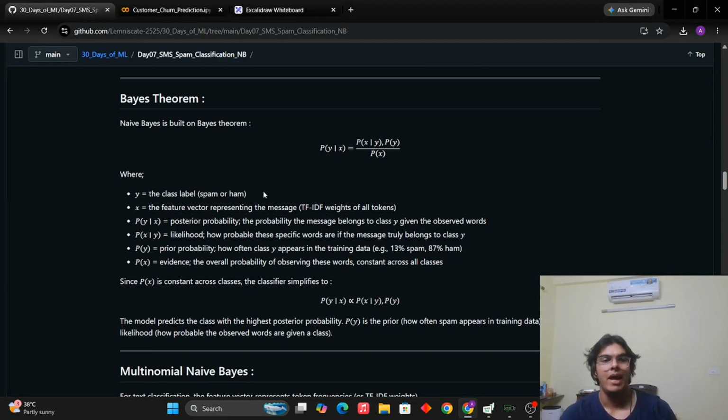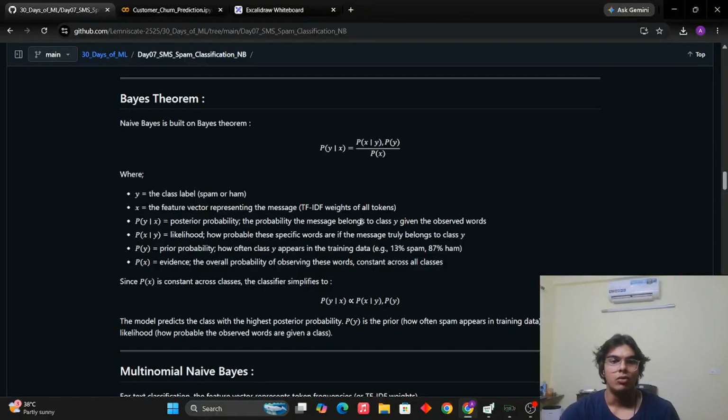Okay. Now, Y here is the class label, which we are trying to predict, whether the mail message is spam or ham. X is the feature vector, the TF-IDF weights that we calculated just now. Then these are the words, you can see them. Y, given that X has already happened, is called the posterior probability. X here is called the evidence, Y is the prior probability. X, given that Y has already happened, is called the conditional probability or the likelihood.